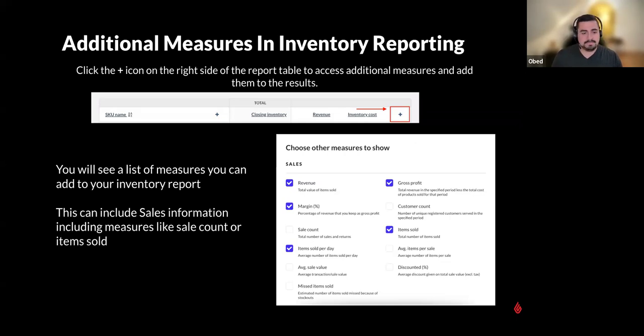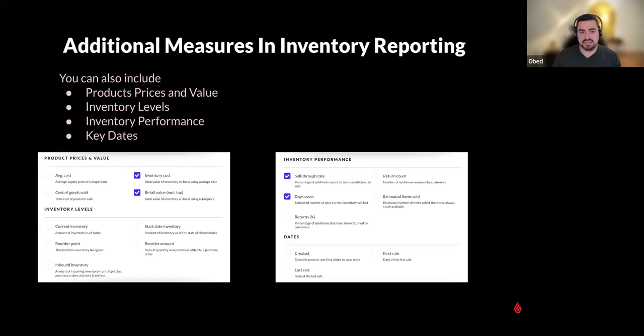So the first section is going to be sales information. So here you can add information such as the revenue, sale count. So, how many products or how many times this product has sold, average items per sale for that product. Then if you want to add anything related to products and prices and value, you also have the option to add that as a separate column in your report. So if you want to see the inventory cost or the value of that product, you can add that as well.